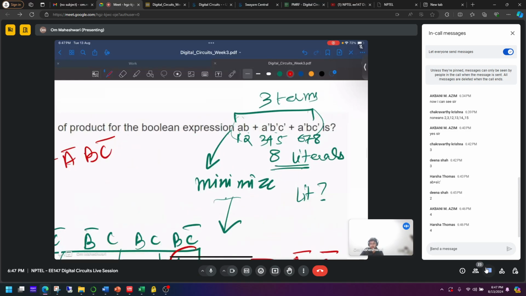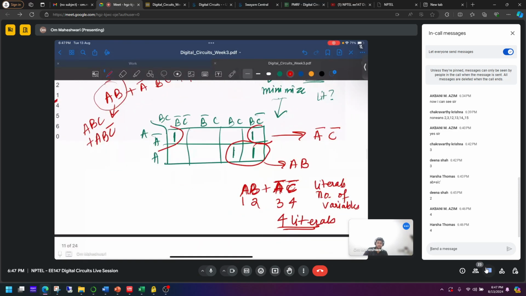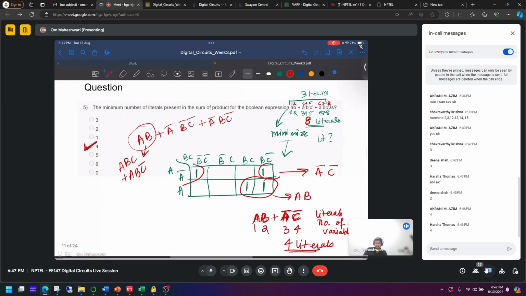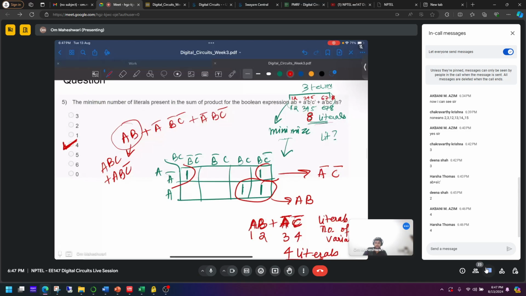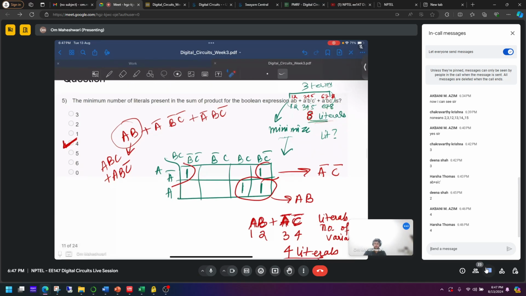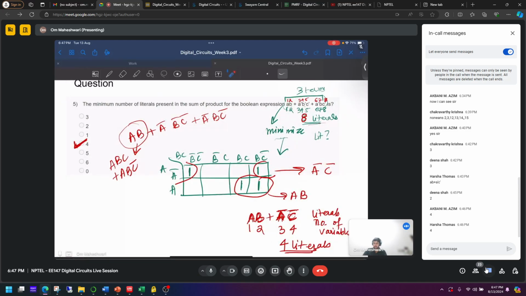As we saw in this expression, I told you there are 8 literals, just because they are 1, 2, 3, 4, 5, 6, 7, 8. You just have to count the number of variables in your minimized expression. So basically the question was not about literals. So this is not a very important thing. The question was about minimization again. So I don't think you will be asked some question regarding literals. Okay, so let us see the next one then.